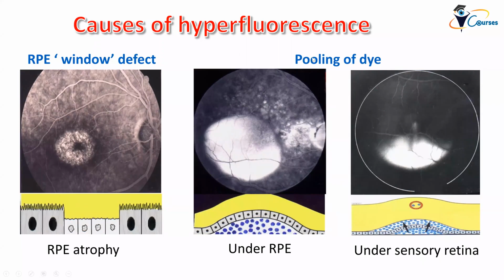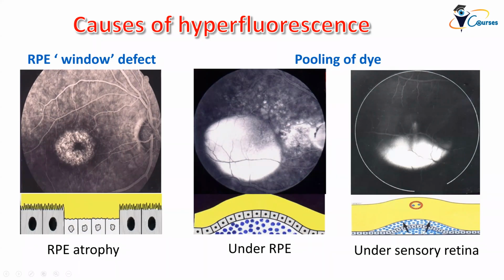The other cause is called pooling. Pooling of the dye means that there will be a hyperfluorescence which will be confined within a certain anatomical space. Like if there is an increase in the dye under the retinal pigment epithelium due to retinal pigment epithelial detachment, it will show this hyperfluorescence, which will appear with well-defined edges or well-defined margins. So this is a patient with RPE detachment causing pooling of the dye in a certain anatomical space.